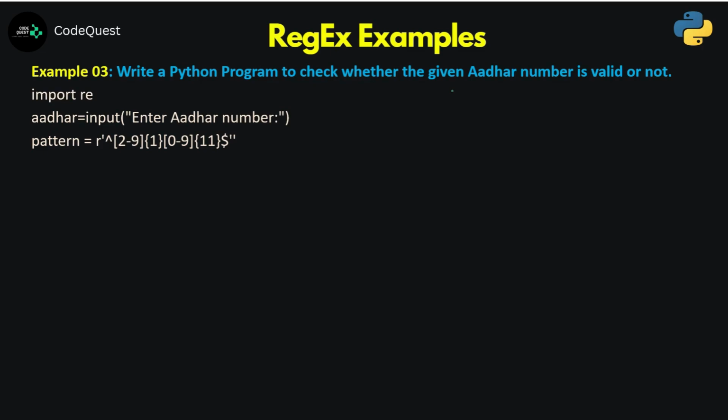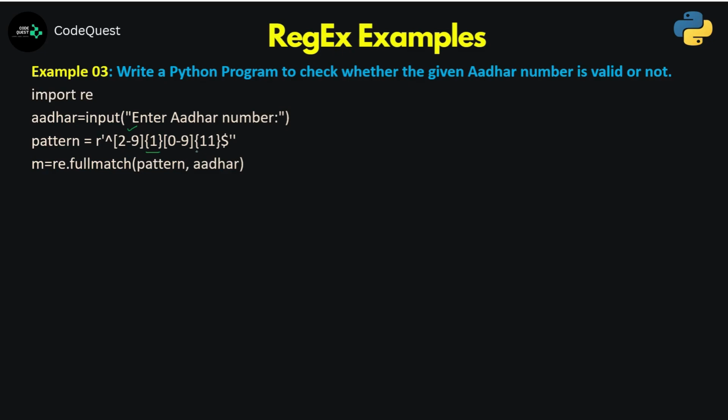So now going through this validation. First of all, we have imported the re module. And here we are asking the user to input the Aadhaar number. Now the pattern you can see here, we have started with 2 to 9, so any digit between 2 and 9 is accepted. And the curly bracket 1 indicates that we are going to have only one occurrence of this digit. So any one digit between 2 and 9 is accepted.